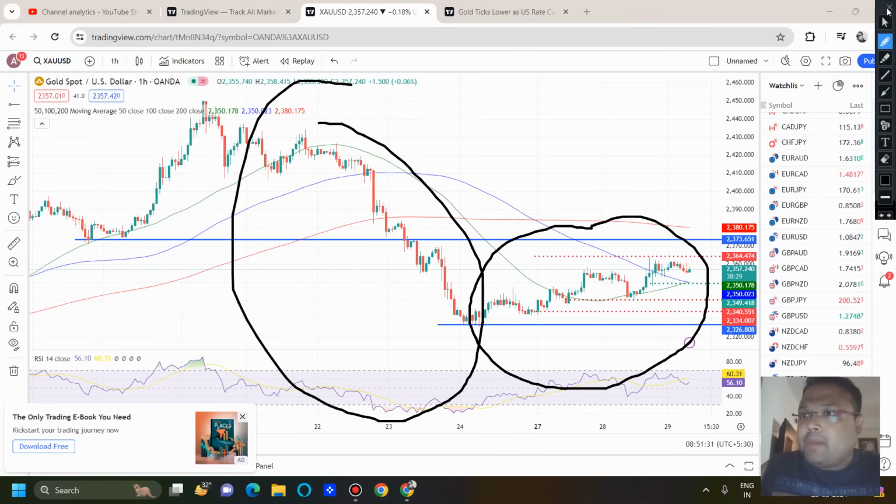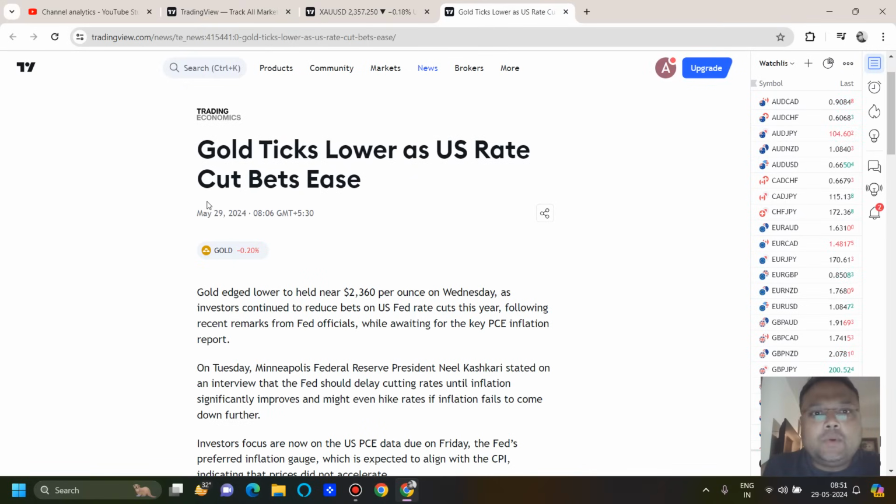And if we look at the market sentiment, you can see gold ticks lower as US rate cut bets ease. Gold edged lower to hover near 2360 per ounce on Wednesday as investors continue to reduce bets on US Fed rate cuts this year, following recent remarks from Fed officials while awaiting the key PCE inflation report. So this is the ongoing market sentiment, and the market is mostly waiting for Friday's PCE report.